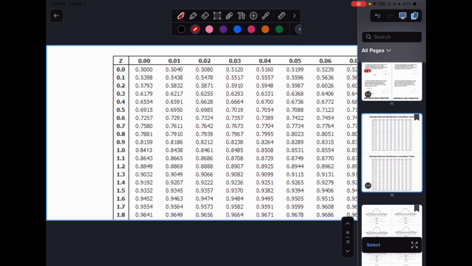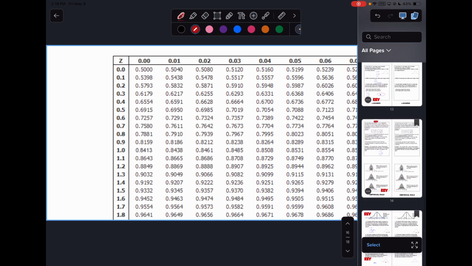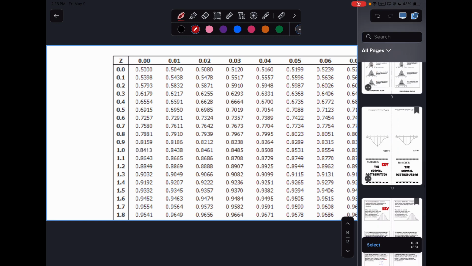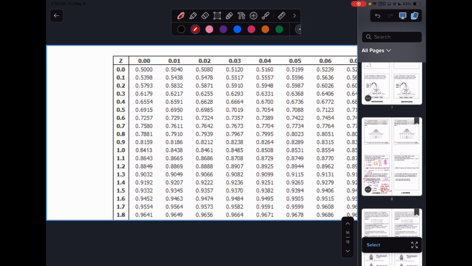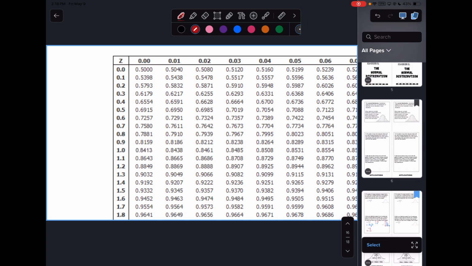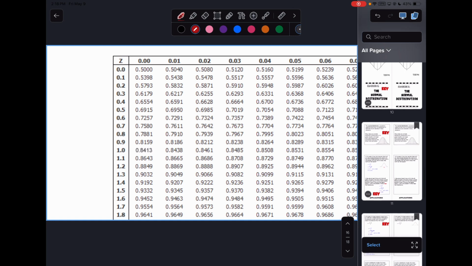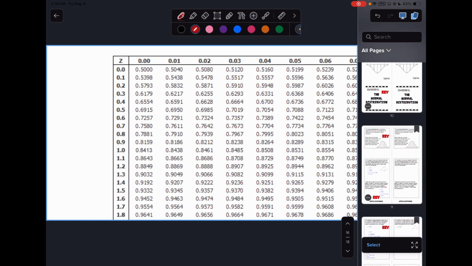So where does that intersect? Right here. Do you see it? That's your percentage to the left of that z-score, okay? To the left of that z-score. So let me go back. Where are you? Did I skip it? I should have bookmarked that spot.